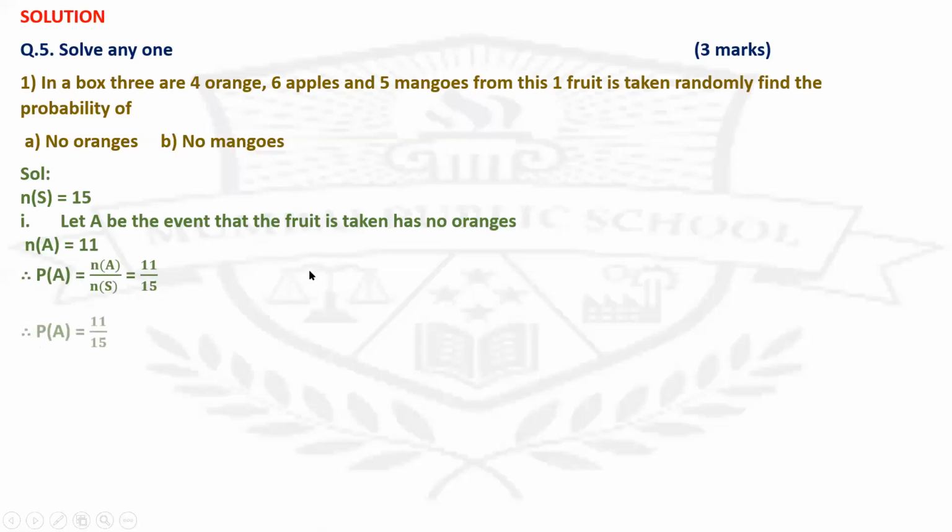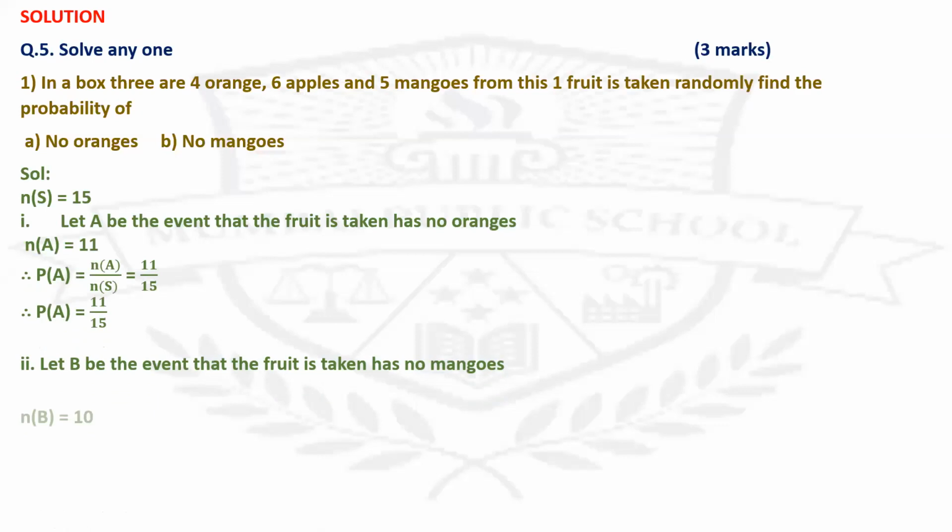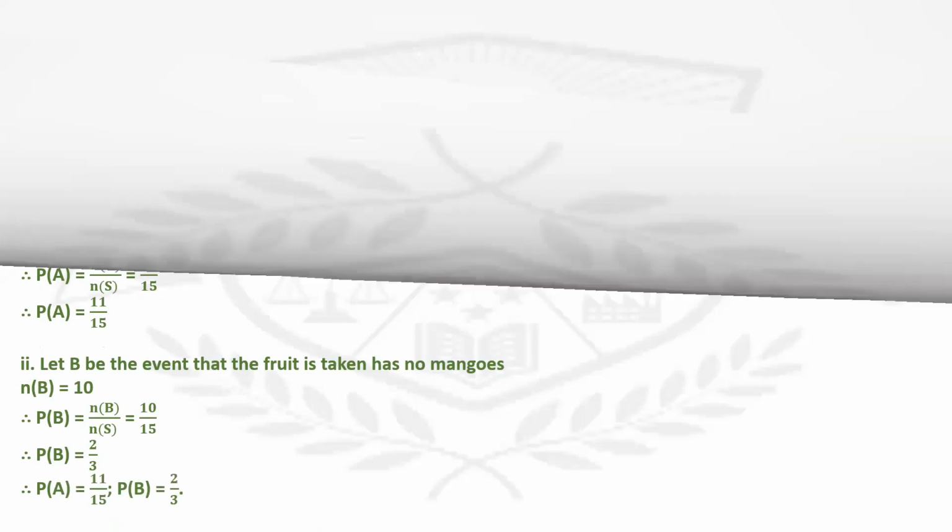Same thing for mangoes. Check, 4 plus 6, 10. Okay, N of B is 10. So probability of B, N of B upon N of S, that is 10 upon 15. So that is 2 upon 3. So P of A is 11 upon 15, P of B is 2 upon 3.